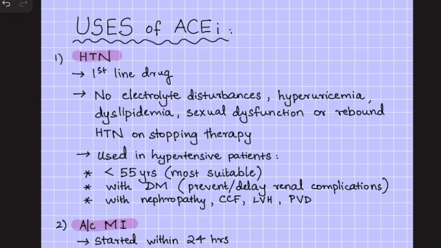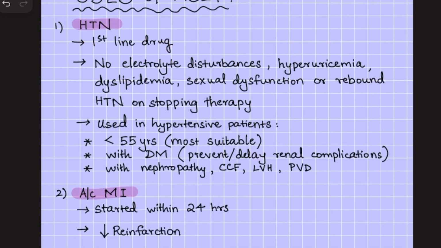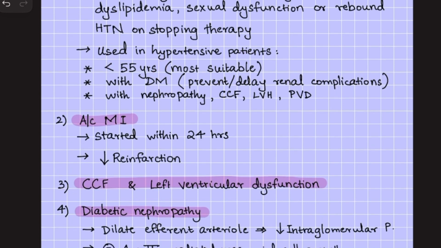Next, we have the therapeutic uses of ACE inhibitors. First is hypertension. ACE inhibitors are the first-line drugs for hypertension. They do not cause electrolyte disturbances, hyperuricemia, dyslipidemia, sexual dysfunction, or rebound hypertension on stopping therapy. They are most suitable for use in hypertensive patients who are less than 55 years of age. They are used in hypertensive patients with diabetes mellitus because they prevent or delay renal complications.